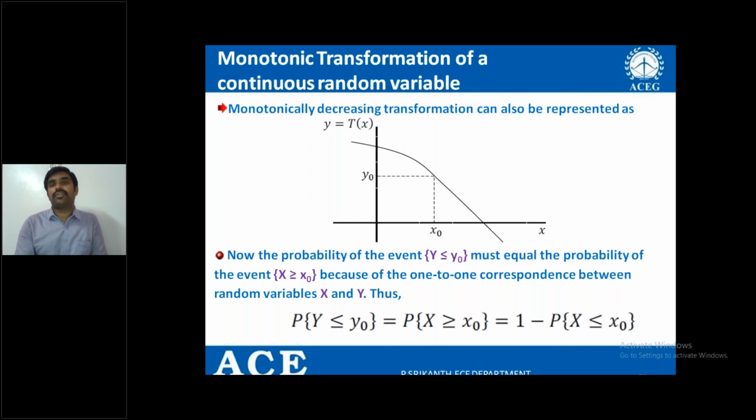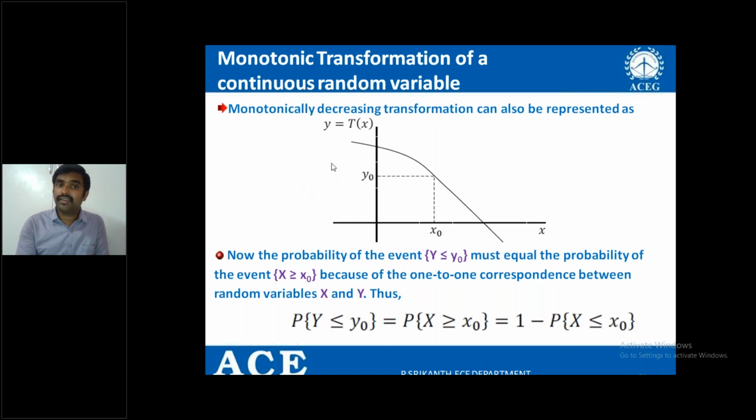A monotonically decreasing transformation can also be represented like this, the element of the new random variable in correspondence with the element of the existing random variable, but here the transformation is decreasing. Now, how can you write? Earlier, the probability of x less than or equal to x0 corresponded to the probability of y less than or equal to y0. So to find the probability of y less than or equal to y0, we took the probability of x less than or equal to x0 in the previous relation, that is, the monotonically increasing transformation.